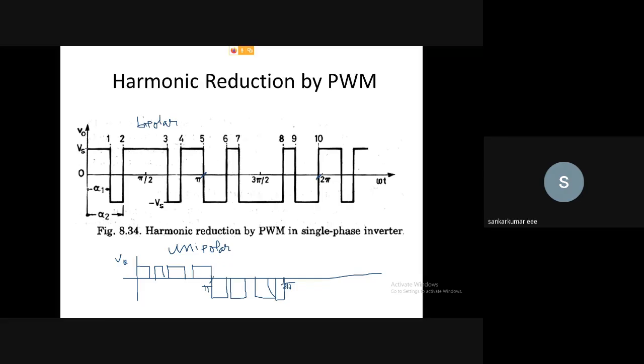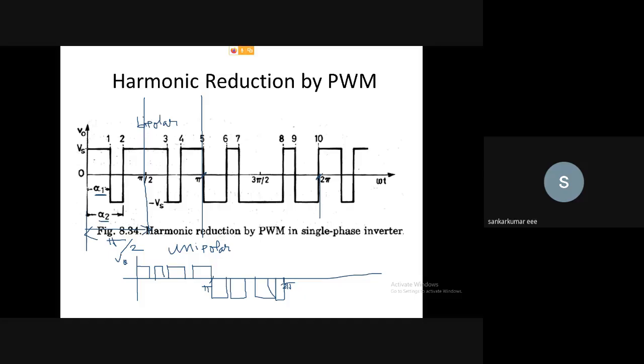This is the firing angle, that is, alpha 1 and alpha 2 are the firing angles. We can bifurcate the cycle: a full cycle will be 2 pi, a half cycle will be pi, and pi by 2 will be the quarter of the cycle. So here, what will be the time period? It will be pi by 2. 0 to pi by 2 will be the time period for the quarter of the cycle. For that we can define the firing angles for the devices, alpha 1 and alpha 2.